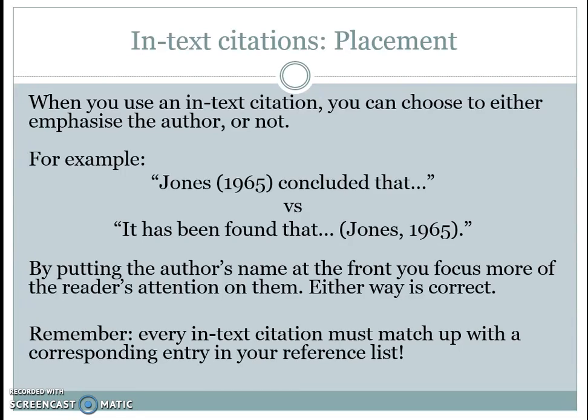There's various ways that you can place your in-text citations in your paper. You can choose to emphasize or de-emphasize the author. So if you wanted to emphasize, I've read this guy Jones, he's a leading source on my topic, you could start with his name and say, Jones, 1965, concluded that blah, blah, blah. If you want to de-emphasize the author's name, you can say, it has been found that, and then give the author's name at the end of your quote. So either of these is correct. They're both correct ways of citing, but you have options for how you can present that information.